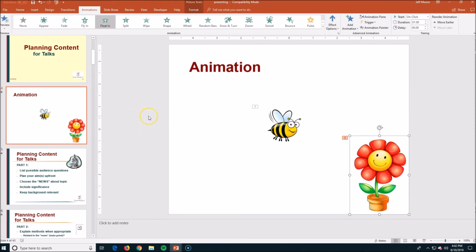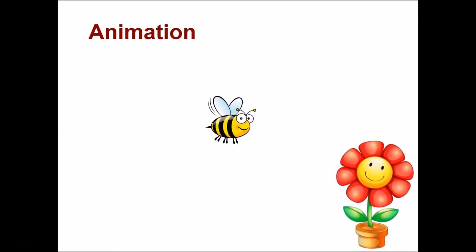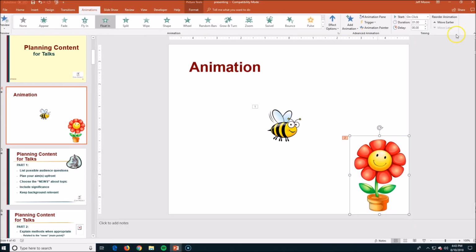So now when I run this, this is what I'll see. I have to put my presentation into slideshow mode. When I do this, it pulls up my empty screen. So I click it the first time and my bee is going to float in or fly in here. I click it the second time, and the flower is going to kind of float up from the bottom. Now, the reason it's doing that is it's waiting for the click.